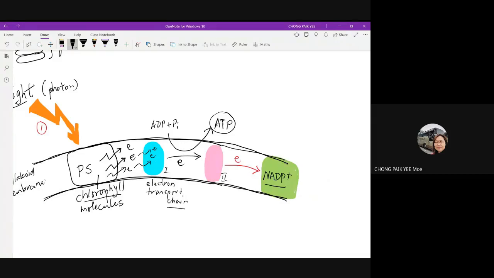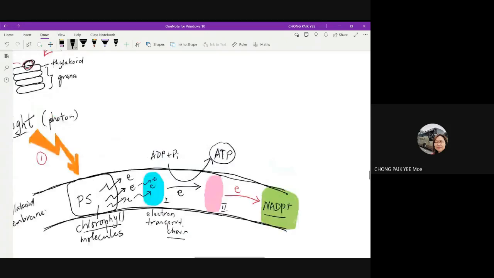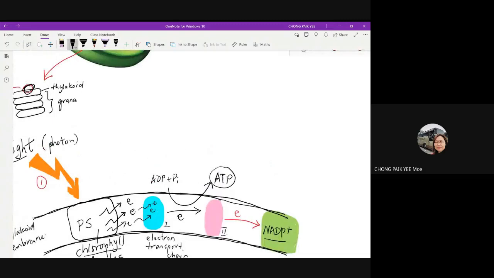Okay, now what is NADP+? Before that, let's look at the finish number 4 first. The NADP+ then combines with a hydrogen ion from photolysis and forms NADPH, which is a reducing agent. So what happens here? This NADP+, besides receiving an electron, it also receives hydrogen.